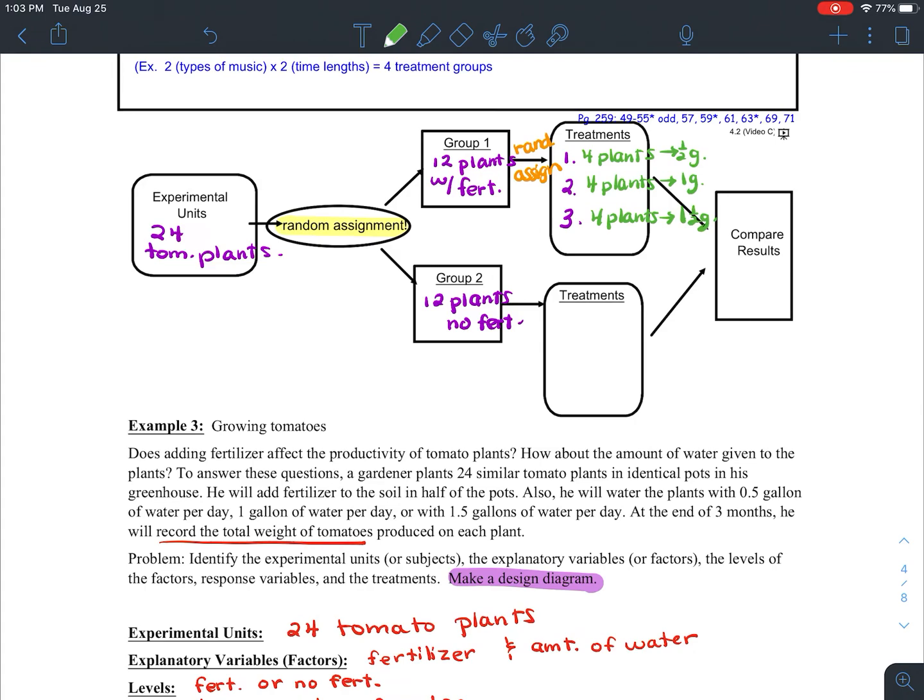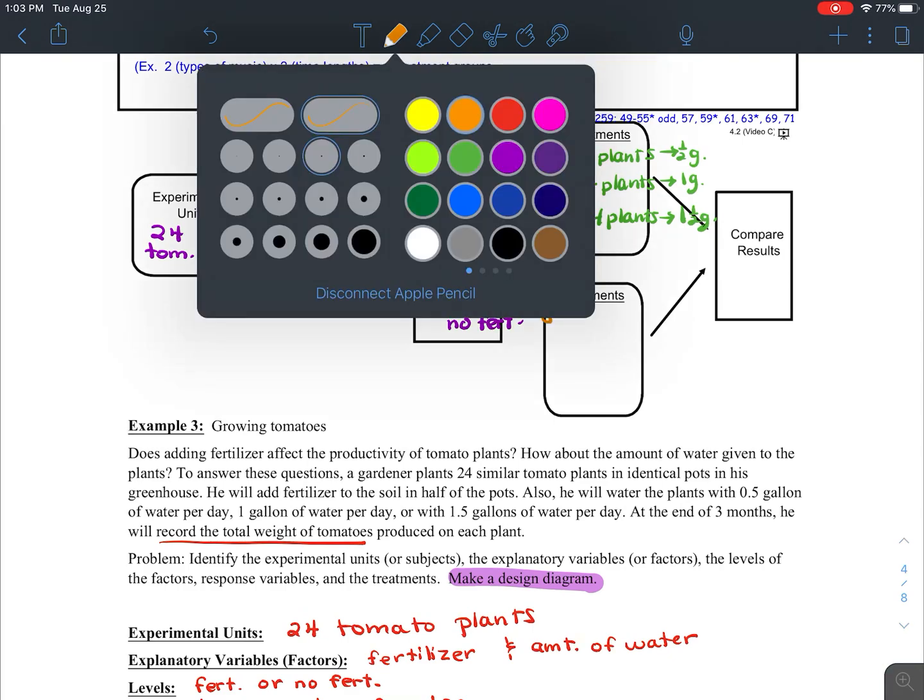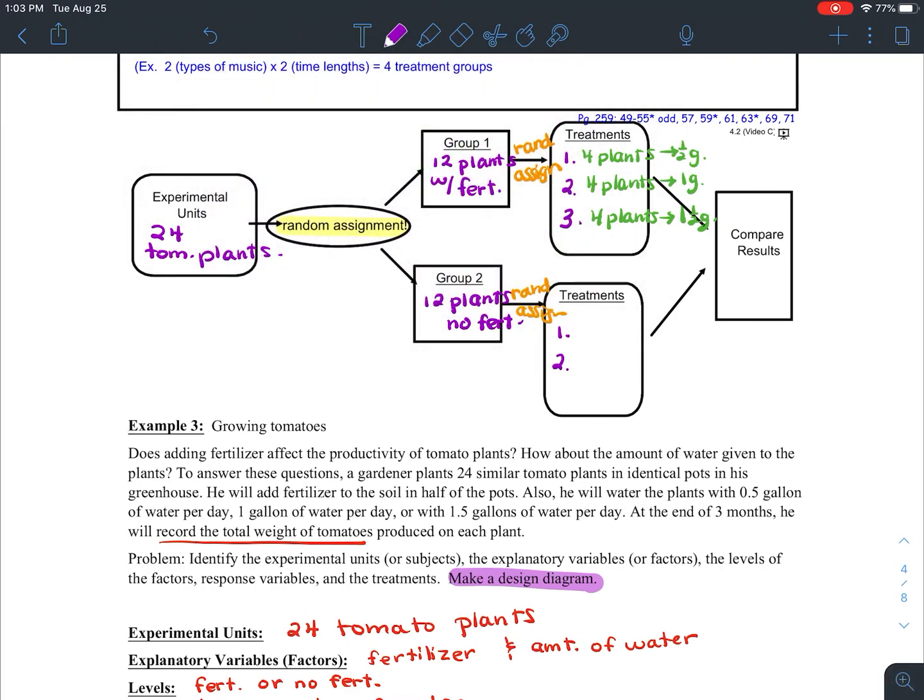Okay, and you could do this a variety of ways. You could do a random number generator on your calculator and allow 1 to be a half gallon, 2 to be 1 gallon, and 3 to be 1.5 gallons. And you could just, the first plant, generate it, and whichever number, it gets put in that treatment group. Okay, but it's very, very important that the researcher is not the one who determines which treatment group it goes in. It has to be randomly assigned.